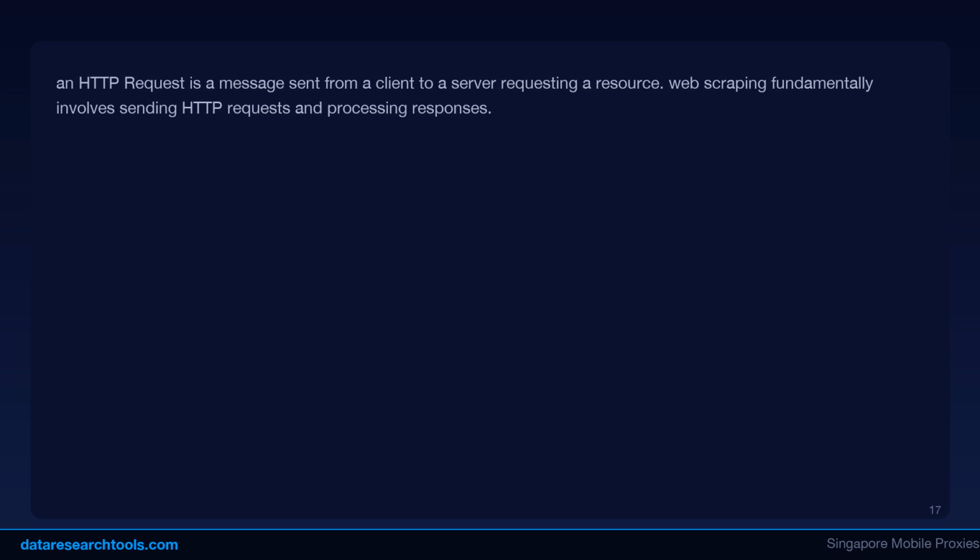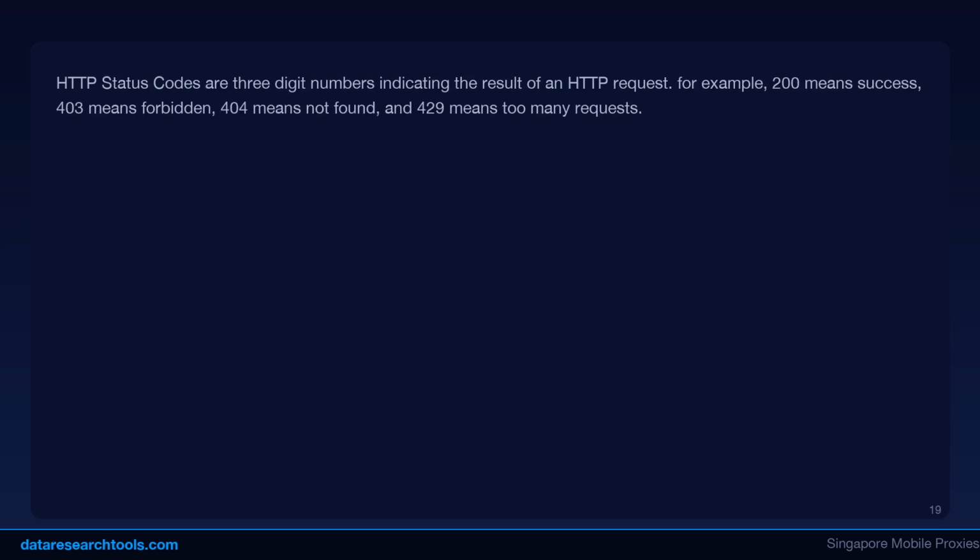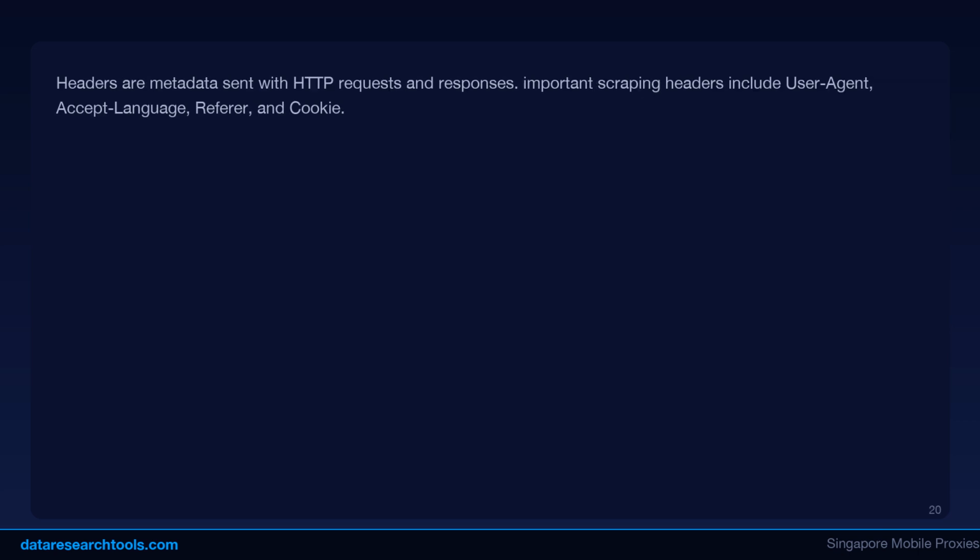Now let's cover HTTP and networking terms. An HTTP request is a message sent from a client to a server requesting a resource. Web scraping fundamentally involves sending HTTP requests and processing responses. An HTTP response is the server's reply to an HTTP request containing status codes, headers, and body content, usually HTML, JSON, or XML. HTTP status codes are 3-digit numbers indicating the result of an HTTP request. For example, 200 means success, 403 means forbidden, 404 means not found, and 429 means too many requests.